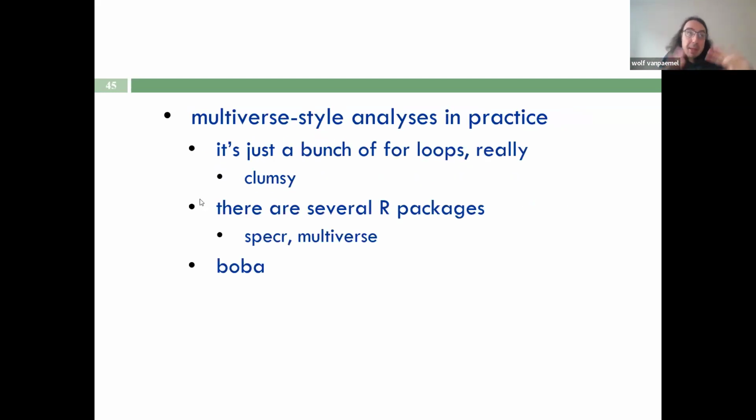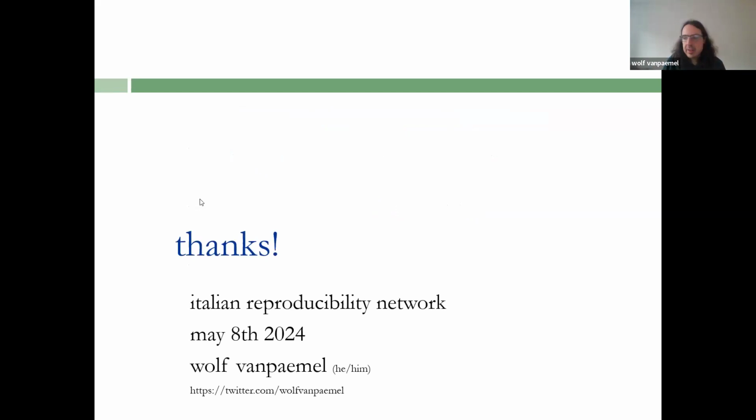How should you do it? Basically, just a bunch of for loops. You repeat an analysis over and over again. That's how we did it, and it's admittedly very clumsy. Since then, several R packages have been released: Specr, referring to specification analysis, or a package called multiverse. There's also the Boba system, which I think, but I'm not sure, feeds into the multiverse R package. So if you don't want to do the clumsy for-loop thing like we did, look into these packages. And with that, I'm going to conclude my talk, but I'm happy to take questions.